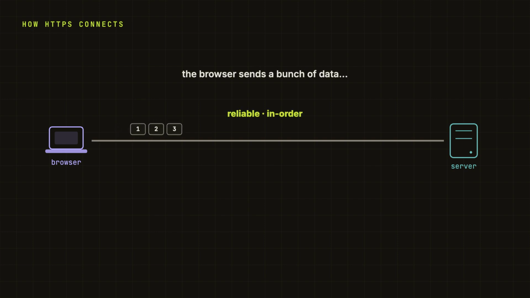Let us say the browser sends a bunch of data and one piece goes missing on the way, which happens constantly on a real network. TCP notices, asks for that piece again, and holds everything until it can hand the other side one clean stream of bytes in the right order. So up top, the app never sees the mess. No lost pieces, nothing out of order. It just gets one clean stream, start to finish. That is the whole point of TCP. It hides all the mess underneath and just gives you a clean pipe.